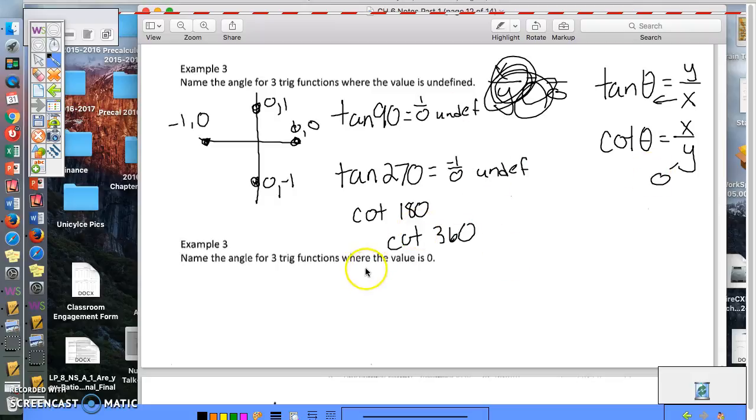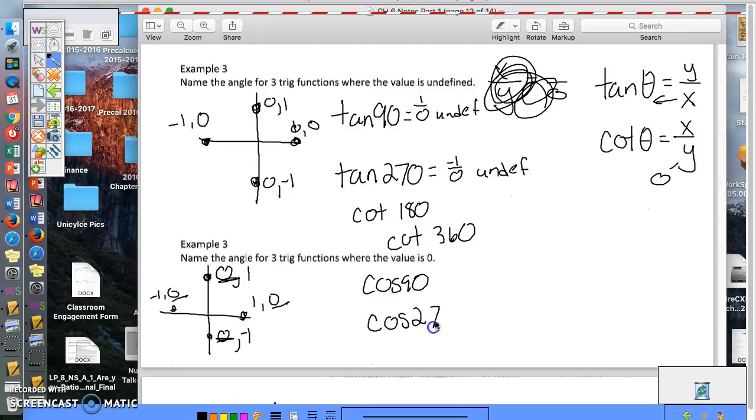Now this asks for the value where the trig function is 0. So there's lots of different ones on here. Some easy ones, we could use these 4 again: (1, 0), (0, 1), (negative 1, 0), (0, negative 1). So here it's 0. So what are those? Well, this is a cosine because it's x. So the cosine of 90, cosine of 270. Or we could say the sine of 180 or the sine of 360.